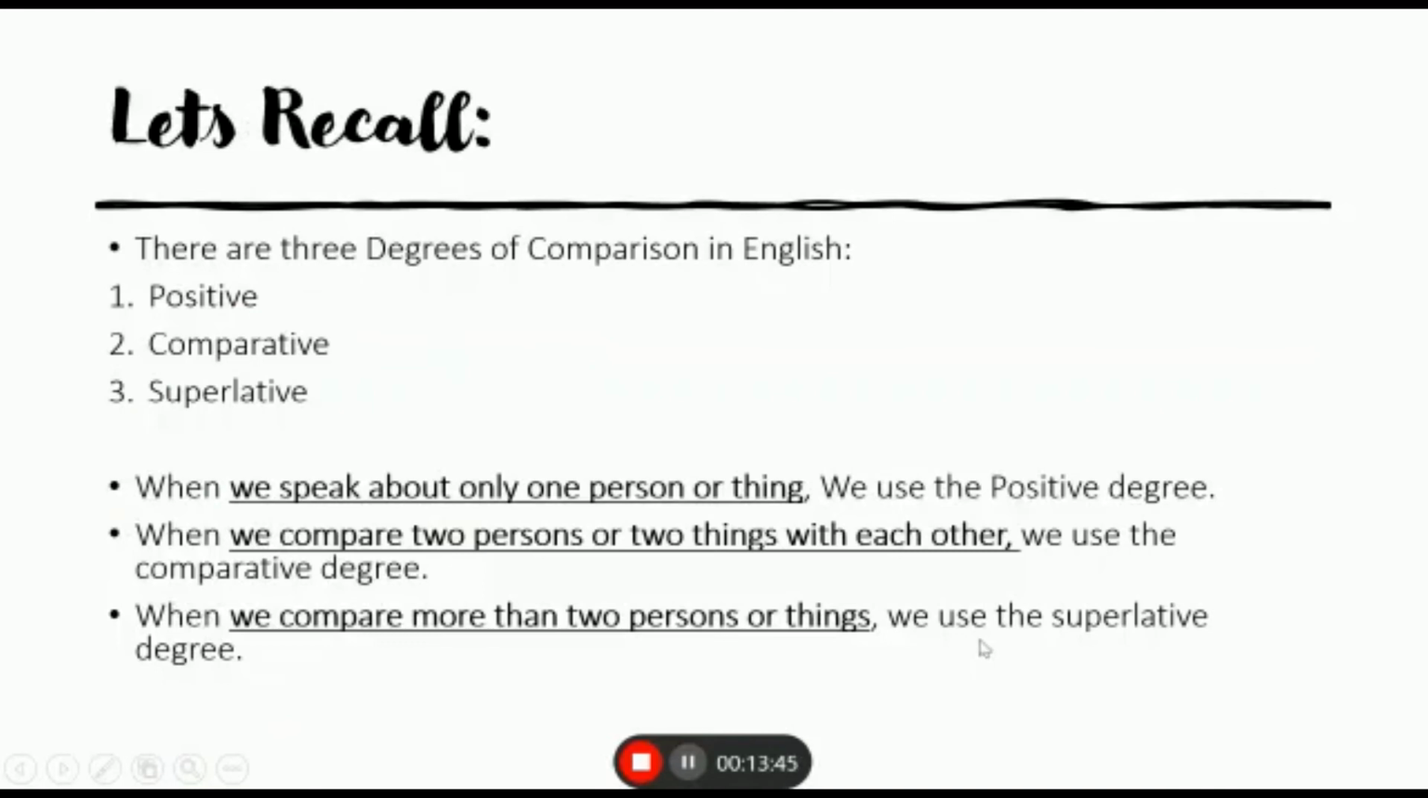Let's recall what we have done. Today we have done 3 degrees of comparison, that is positive, comparative and superlative.